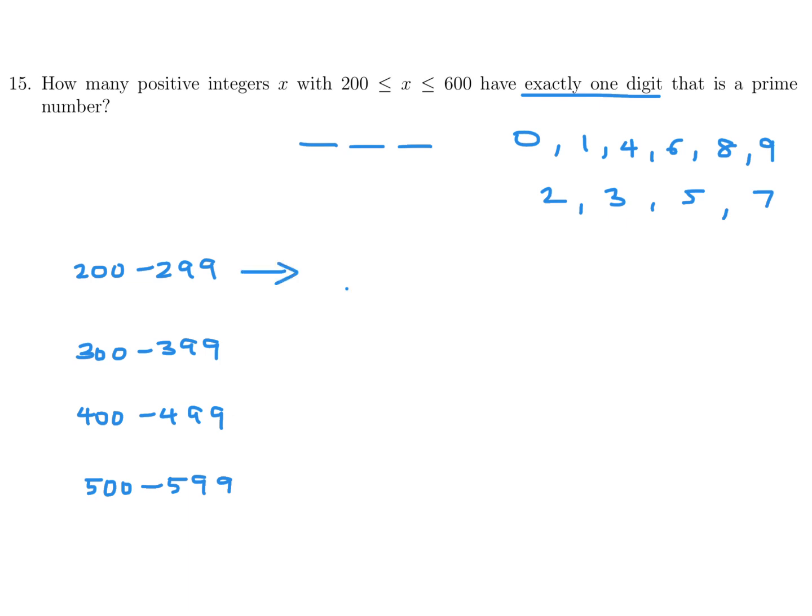Okay, so for this one, we'll have a 3-digit number that starts with a 2. Now 2 is a prime, so I'll put P for prime. So that means these two have to be one of these, the non-primes. So we've got 6 choices there and 6 choices there. So 6 times 6, 36. So we have 36 numbers in that range that would fit the criteria of the question.